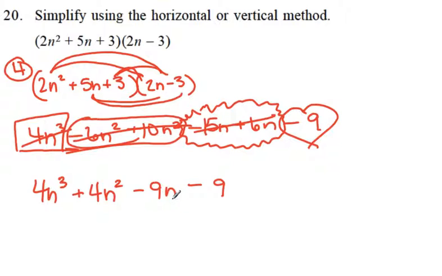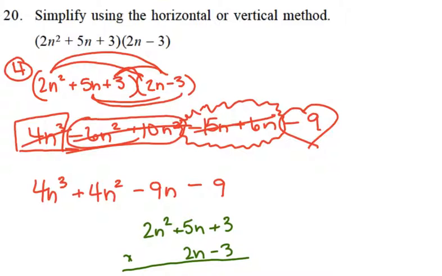Okay, now the vertical method is where I'm going to set this one up down here and then move it on up. We have 2n squared plus 5n plus 3 times 2n minus 3. All right.